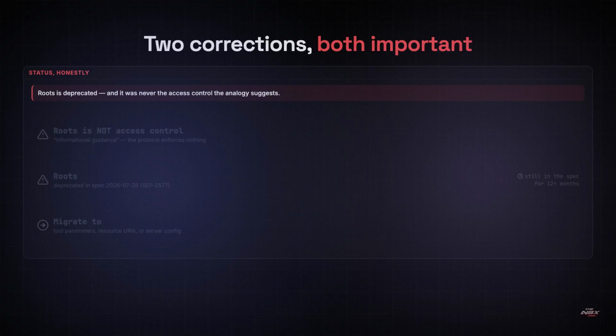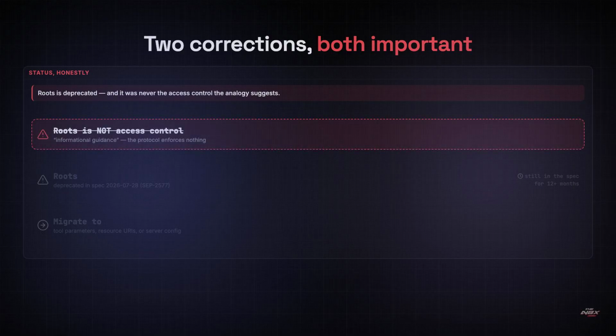Two corrections before you build anything on this, and the first one matters more than the deprecation. Roots is not access control. The specification says so directly. Roots are informational guidance, and the protocol does not enforce that servers stay within them. A keycard that the hotel never checks is not a keycard, which is exactly why you write that path check yourself, and why leaving it out isn't a missing feature, it's an open door.